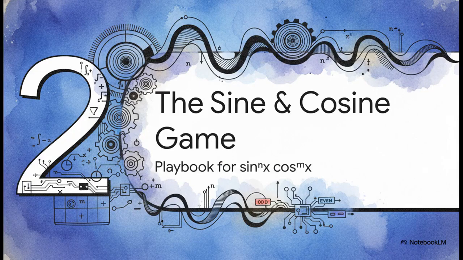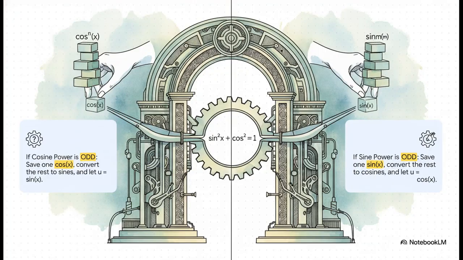Okay, let's start building our playbook, and we'll begin with the most common pair out there, sine and cosine. This is really the foundation for everything else. And the core idea? It all comes down to a simple question. Are the powers odd or even? And there's a really cool pattern here. If either the sine or the cosine power is odd, that's your green light.